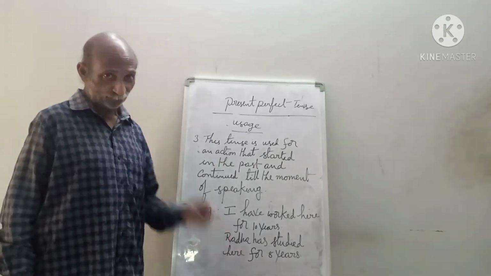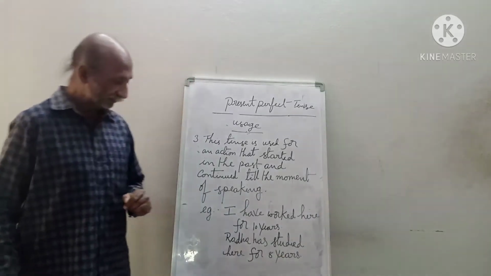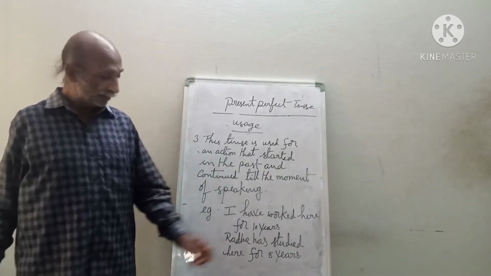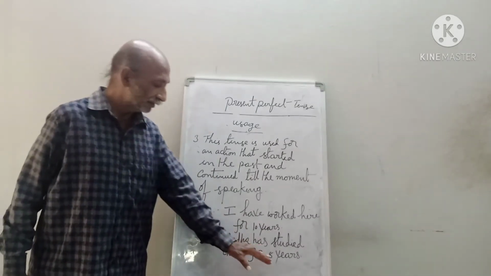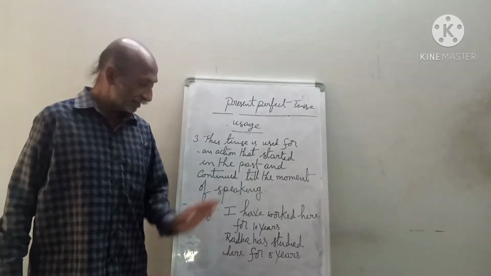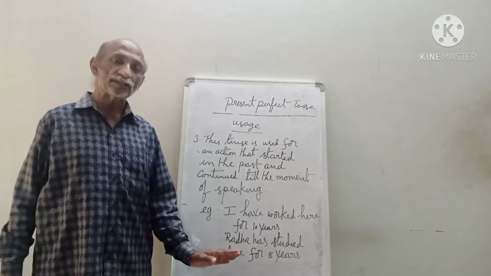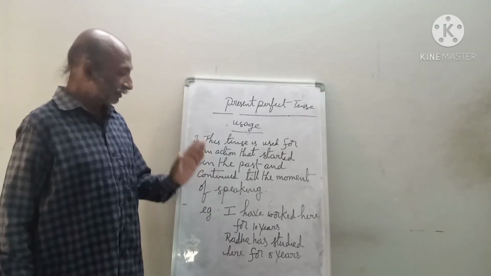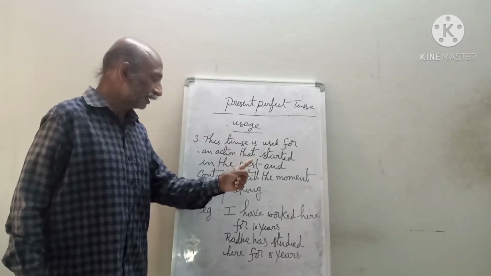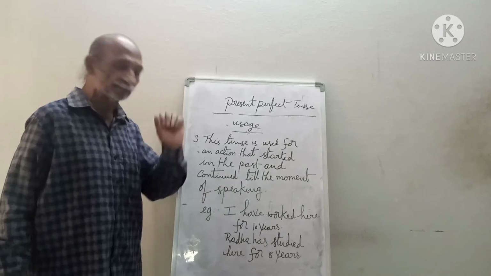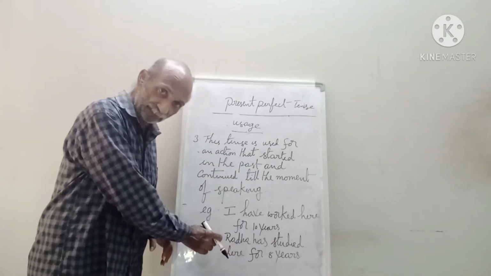Now take a look at another example. Radha has studied here for 8 years. 8 years ago, Radha started studying here. Now 8 years have been completed since she started studying here. When you take a look at both these examples, you can understand that present perfect tense is used for an action that started in the past and continued till the moment of speaking. As I said, it connects both the past and the present.